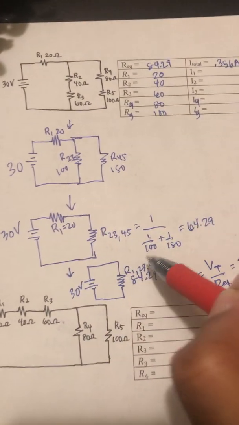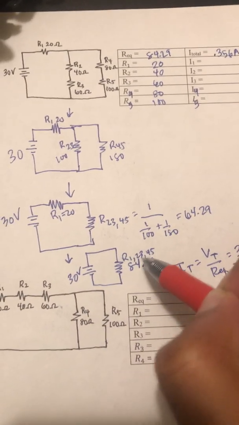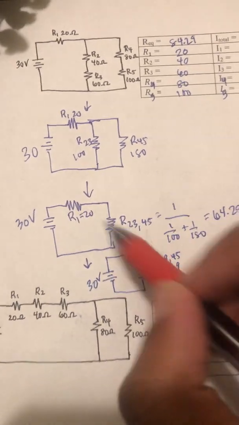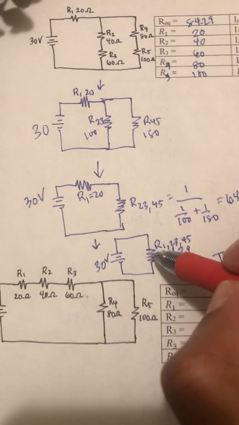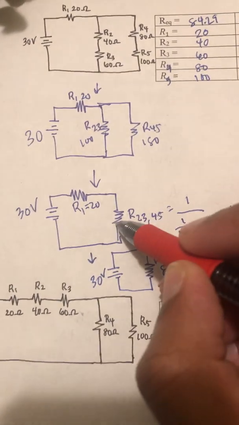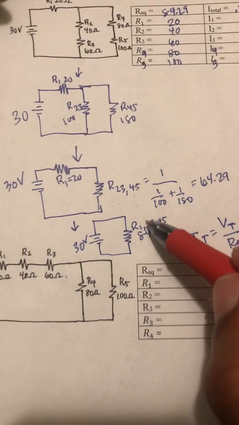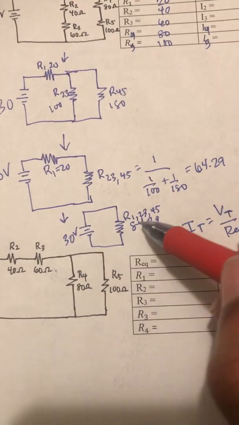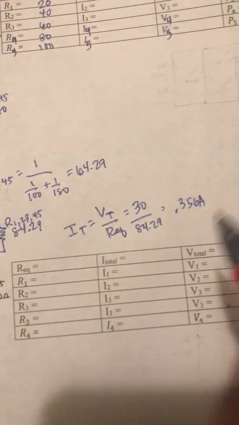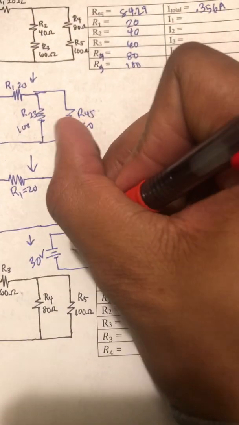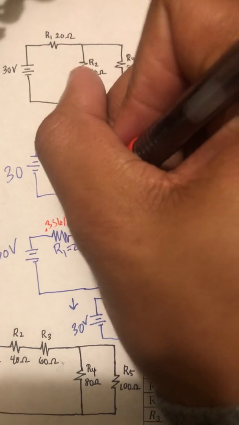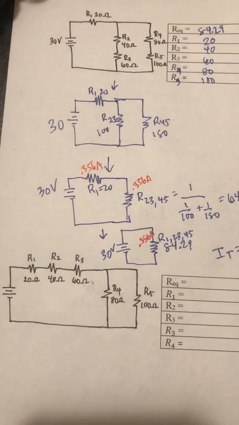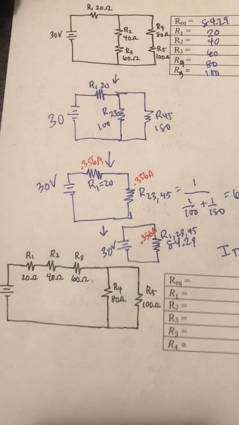So I have 1, 2, 3, 4, 5. How did I combine this? Oop, I combined them in series. So if these are in series, they have the same current. So if I know the current right here, that will give me the current right here and the current right here. So the current right here is going to be 30 divided by 84.29, which I did, 0.356 amps. That means this is 0.356 amps. This is 0.356 amps.